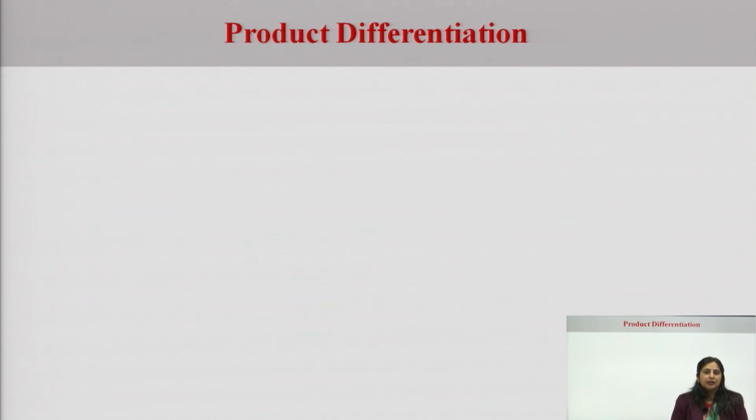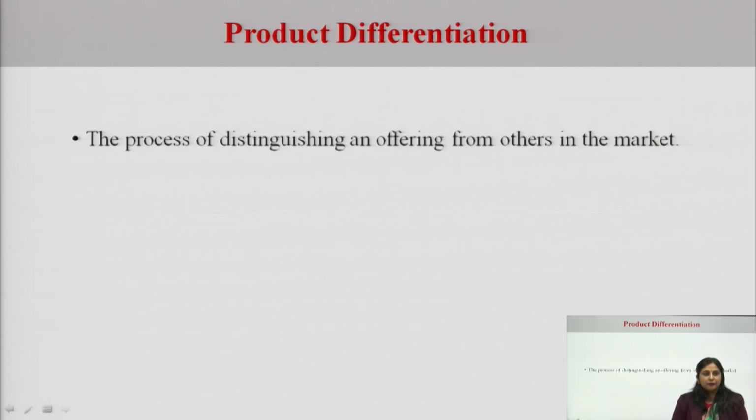It can be real, it can be imaginary, it can be perceived by the consumer, it can be only in the minds of the consumer that the product is differentiated. In real sense it is similar, but it is in the mind of the consumer that they think that it is differentiated. That is called product differentiation. Product differentiation is not only employed by a monopolistic seller, it can also be employed by an oligopolistic seller in the oligopoly industry as well.